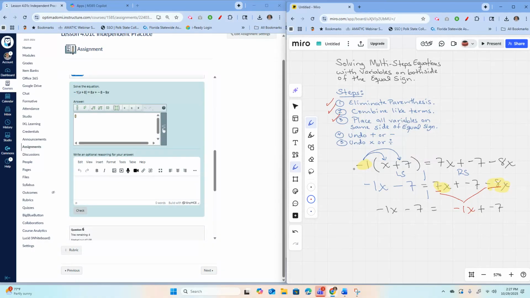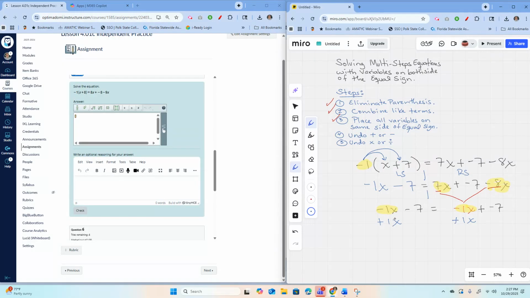Step number 3, you want to put all the variables or letters on the same side of the equal sign. Look, I have a letter on the left side of the equal sign. I also have a letter on the right side of the equal sign. I want to put them all together on the same side. I like to put the letters on the left side. So what I'm going to do is get rid of that -1x on the right side. Now that minus means subtraction. The opposite of subtracting 1x is to add 1x. Whatever you do on one side, you do on the other side.